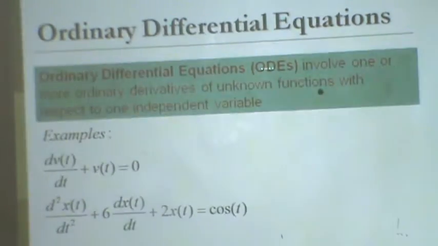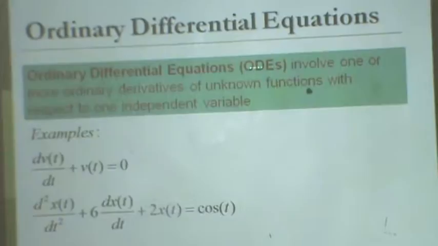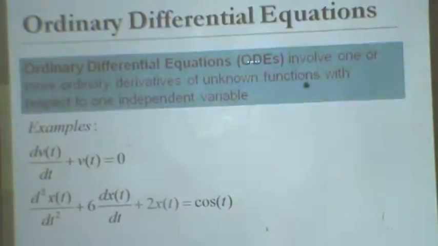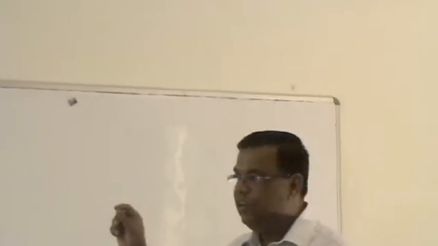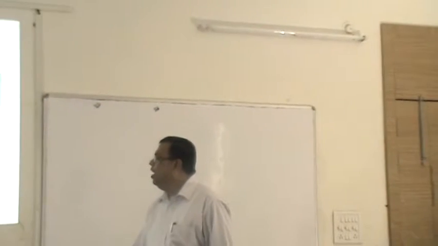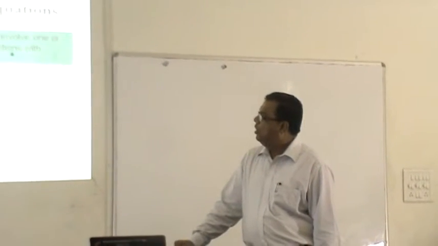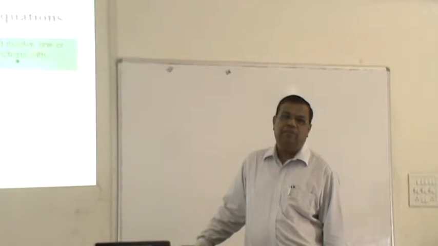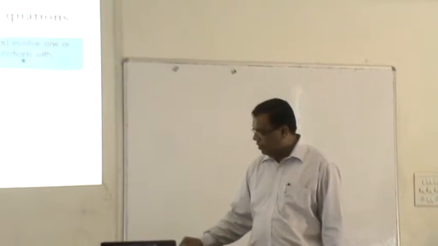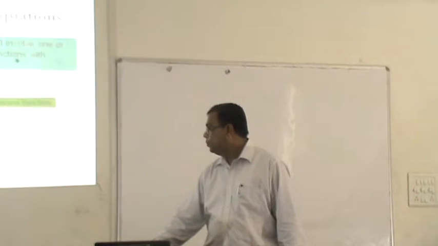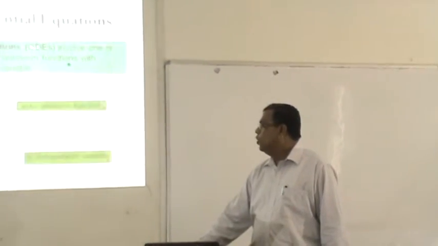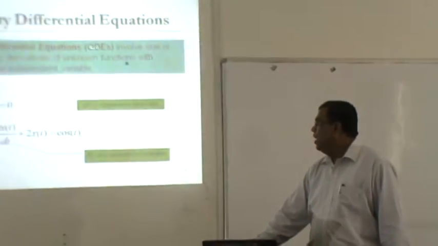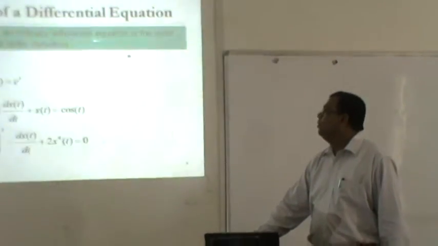Look at the second example, d square x by dt square plus 6 dx by dt plus 2x is equal to cos t. So here, this is a second order differential equation in x. Here x is the dependent variable and t is the independent variable. So these are the two examples with which you can understand the concept of ordinary differential equation. So x of t is the unknown function. It is also called the dependent variable, and t is the independent variable.